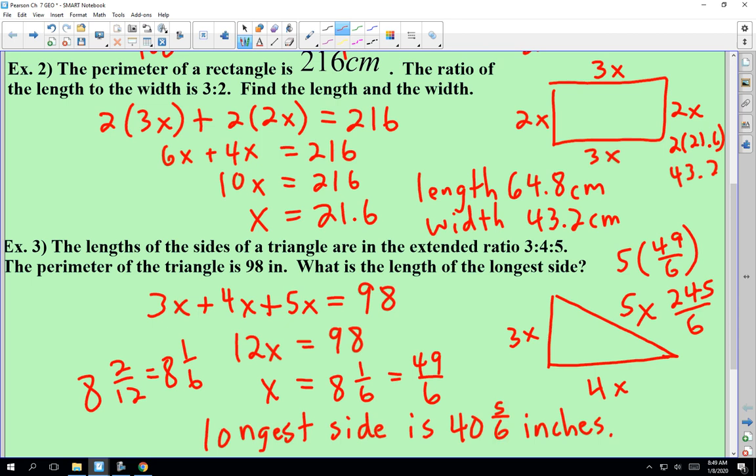And the reason I asked this is because that's what they're doing in the problem set too. They're going to ask things like, what's the shortest side, what's the longest side? They may ask you for all 3 sides. Just read it. Any questions on those? Those two are kind of similar. There's some problems like that in homework.